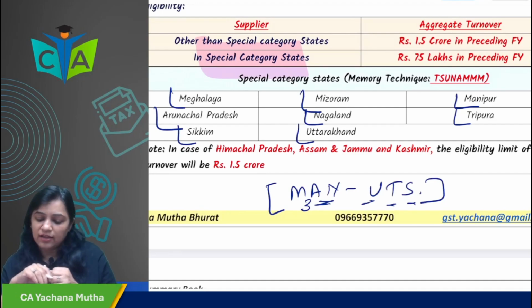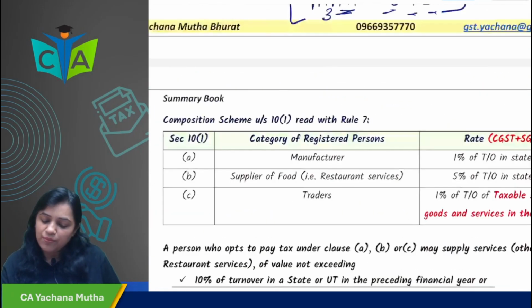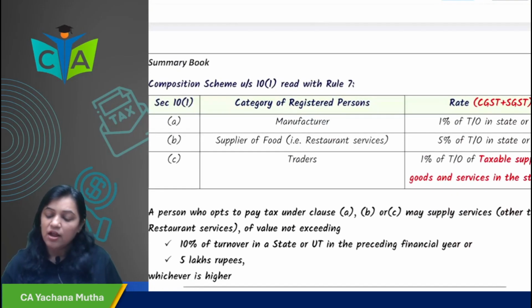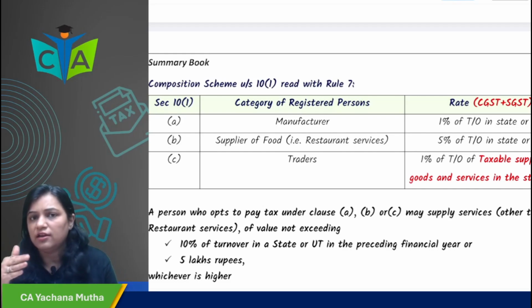What are the special category states? There are 8 special category states, Man-UTS. And in case of Himachal Pradesh, Assam and Jammu and Kashmir, the limit is 1.5 crore. I hope it is clear. Now, the limit is of aggregate turnover. You have to calculate aggregate turnover.